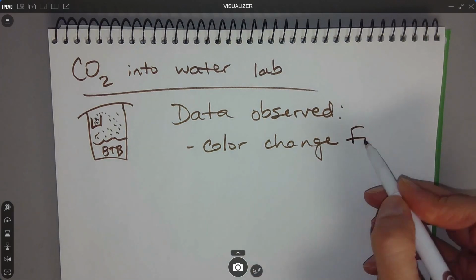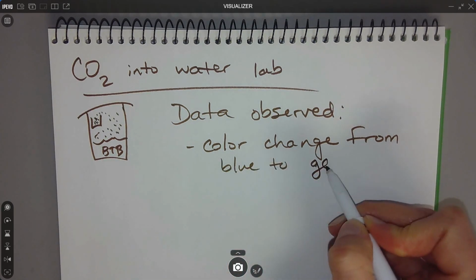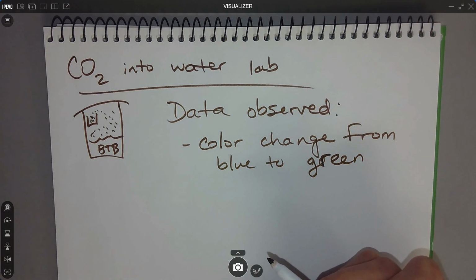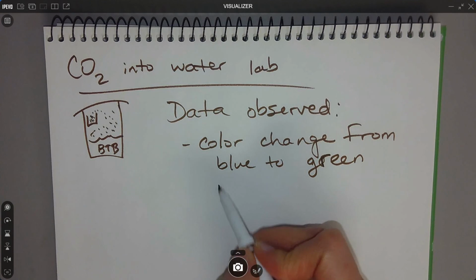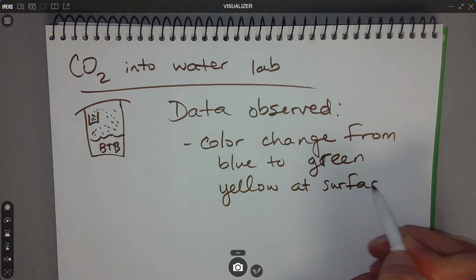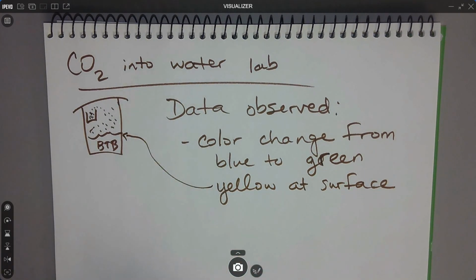I guess we should say the color changed from what to what? Blue to green. Did anybody see any yellow? Yeah. Where or when was the yellow? At the surface of the water. Why is that significant? Because the top's acidic. The top got more acidic, right? So right at the surface, it became yellow, as opposed to the rest of it, which just turned a little bit of green. Is that accurate? Yes. Okay.